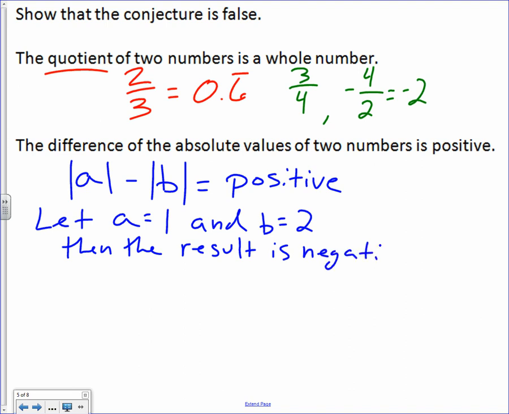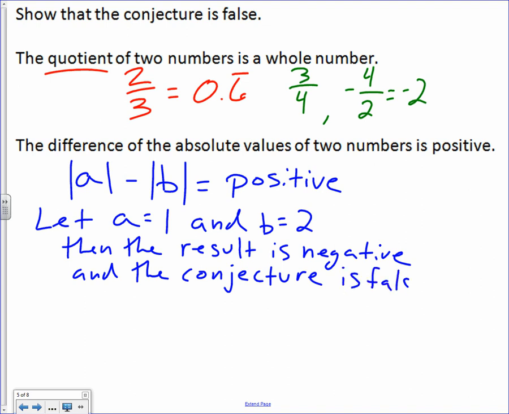And the conjecture is false. Now again, this isn't to say that there's not a ton of other ways that we can do this.